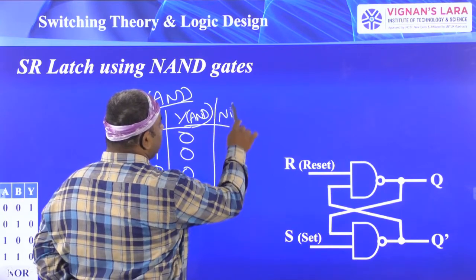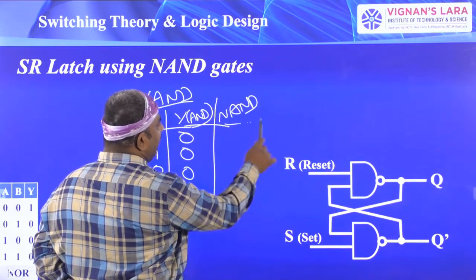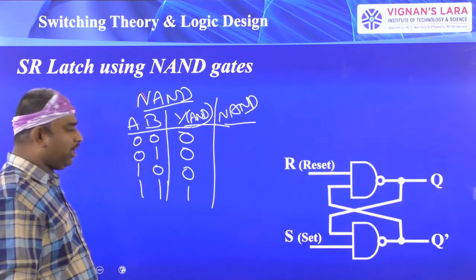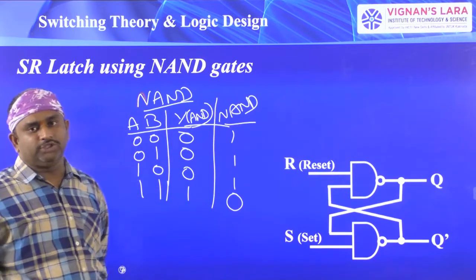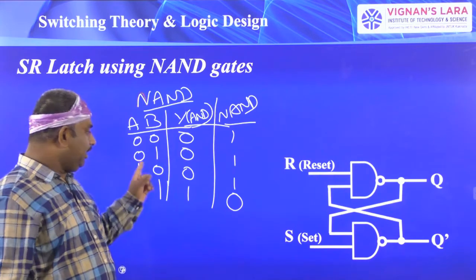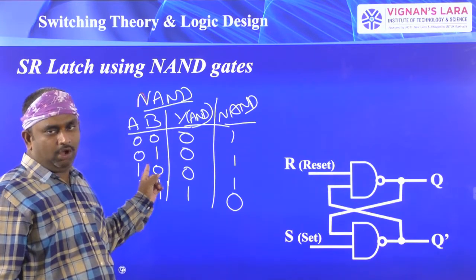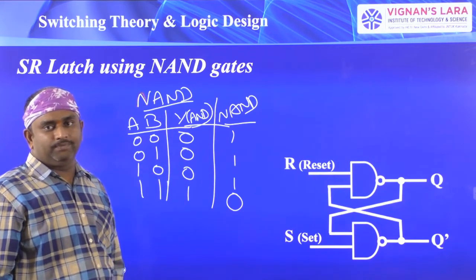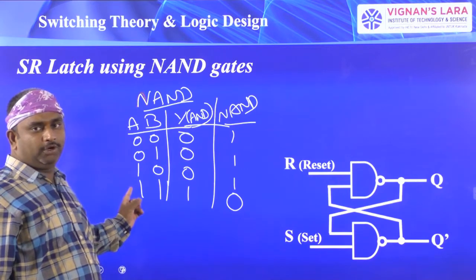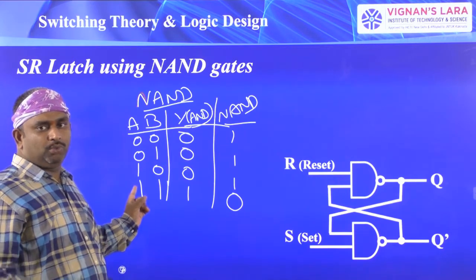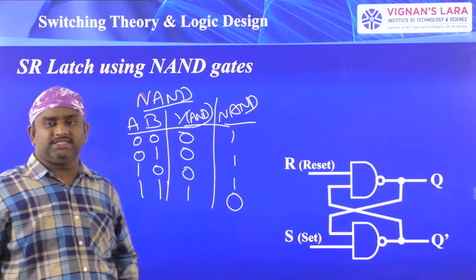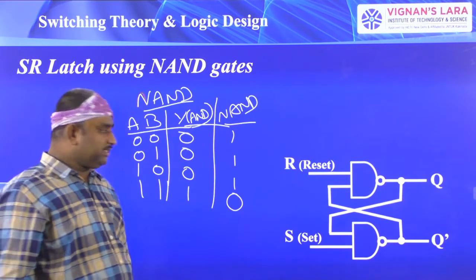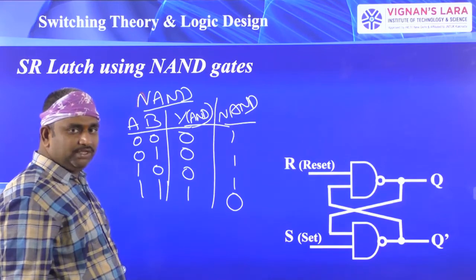Next, coming to the NAND gate operation. The NAND gate operation is exactly the reverse of the AND gate operation, where the NAND gate output is 1, 1, 1, 0. That means if any one of the inputs is 0, the output is automatically 1. If any one of the inputs is 1 and you don't know the second input, you cannot decide the answer. That we will see now.